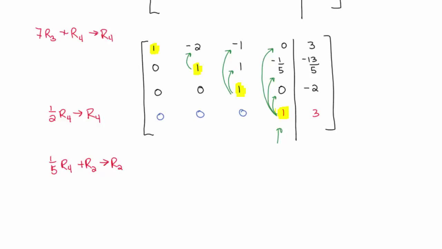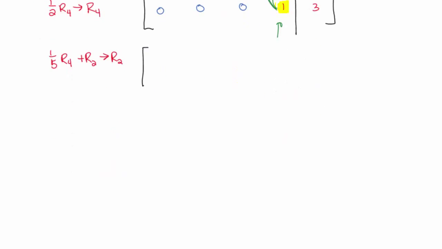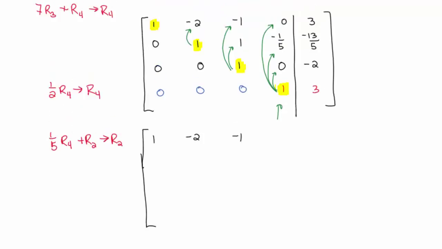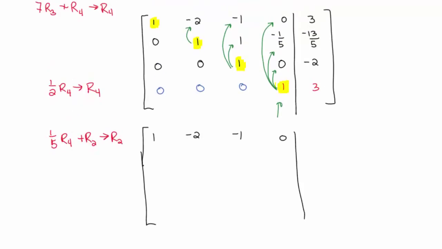The only thing that's actually changing here is row 2. So I'm going to go ahead and rewrite the whole matrix, because my previous matrix there is ugly. 1, -2, -1, 0, 3. Row 2 I'm not going to write because that's going to be new. Row 3 is 0, 0, 1, 0, -2. And row 4 is 0, 0, 0, 1, 3. Again, I'm going to highlight my diagonal. Okay. And here we go.